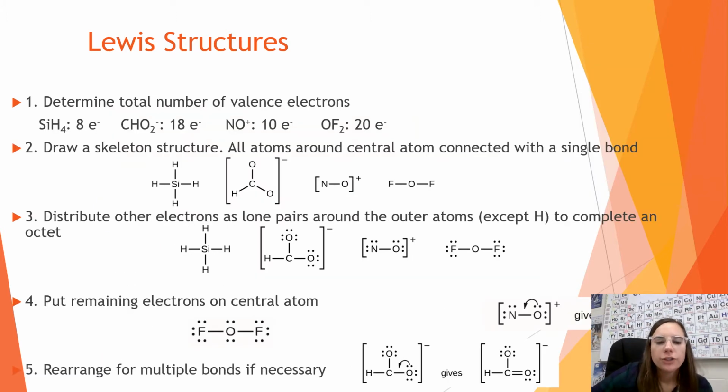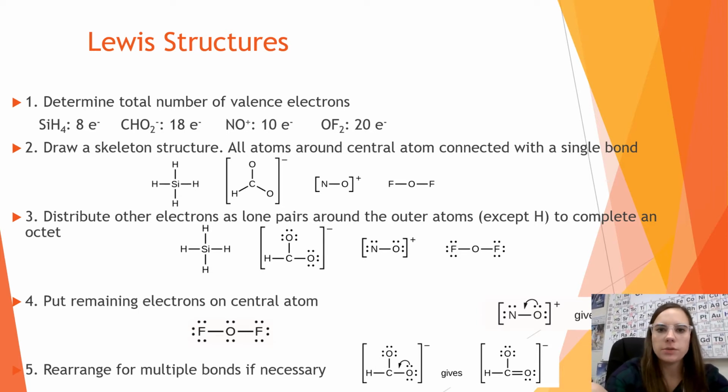Okay. So now we're going to go through those steps, but we're going to actually do so with examples. So we're looking at 4 examples here. We have SiH4, CHO2 minus, NO plus, and OF2.